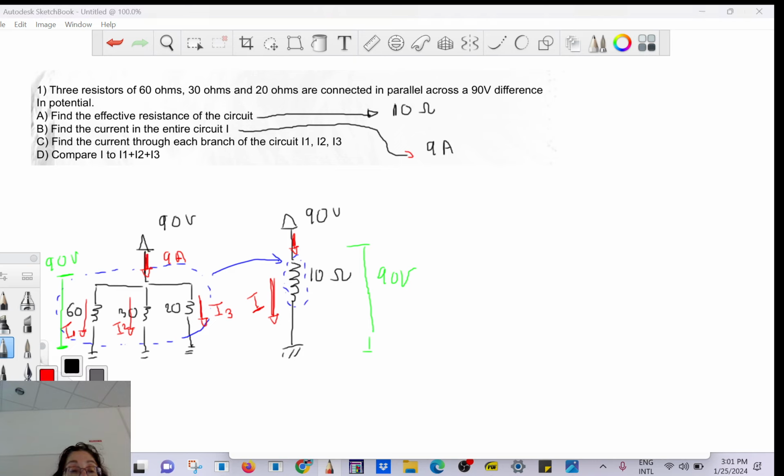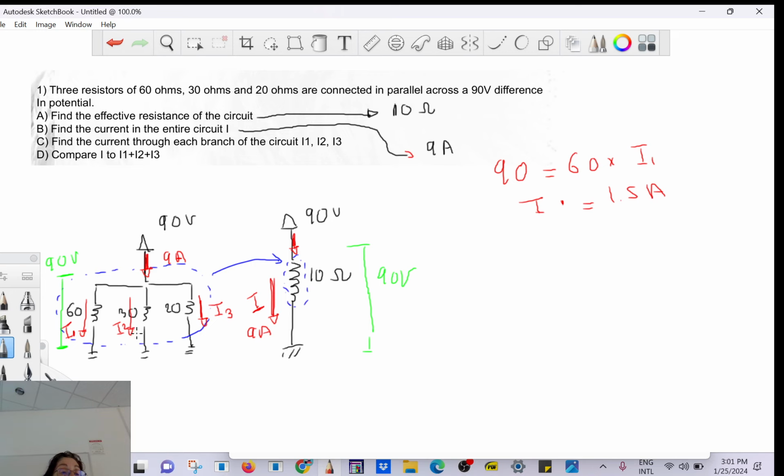I is 9 amps. Okay, so 60 times I1 equals 90. So 90 volt equals 60 times I1. So I1 equals 1.5 amps.